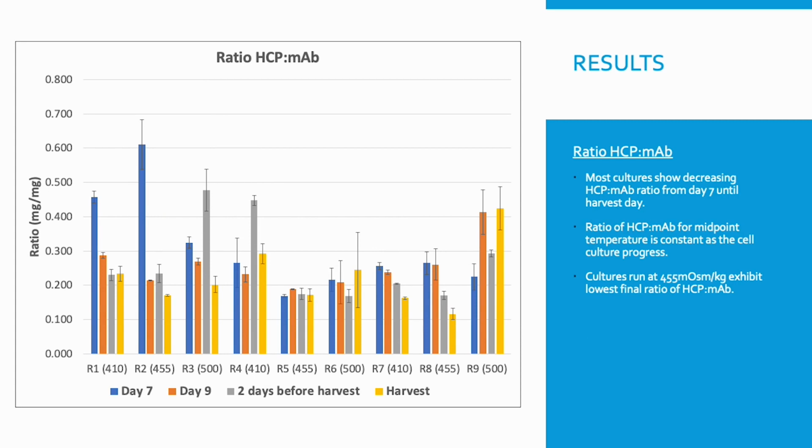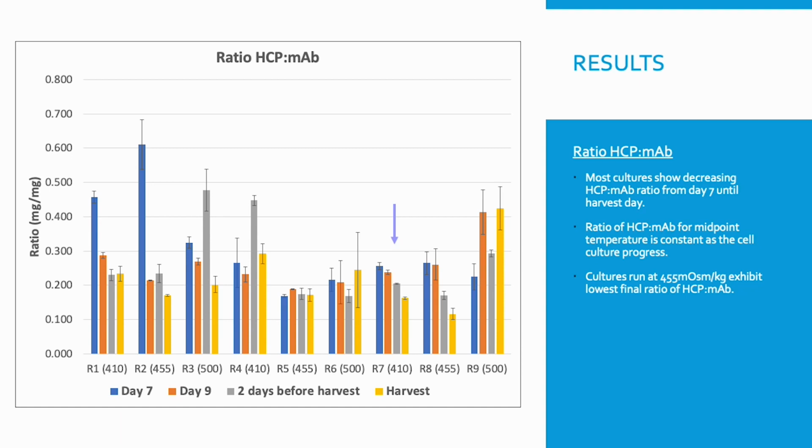This chart shows the ratio of whole cell protein to monoclonal antibody for all cultures. In most of the cultures, this ratio drops as the cell culture progresses from day 7 until harvest day. At midpoint temperature 34 degrees, especially the culture run at 455 milliosmol per kg, this ratio is almost constant from day 7 until harvest day. The culture run at 32 degrees at 410 milliosmol per kg exhibits a steady decrease in the ratio of whole cell protein to mAb from day 7 to harvest day.